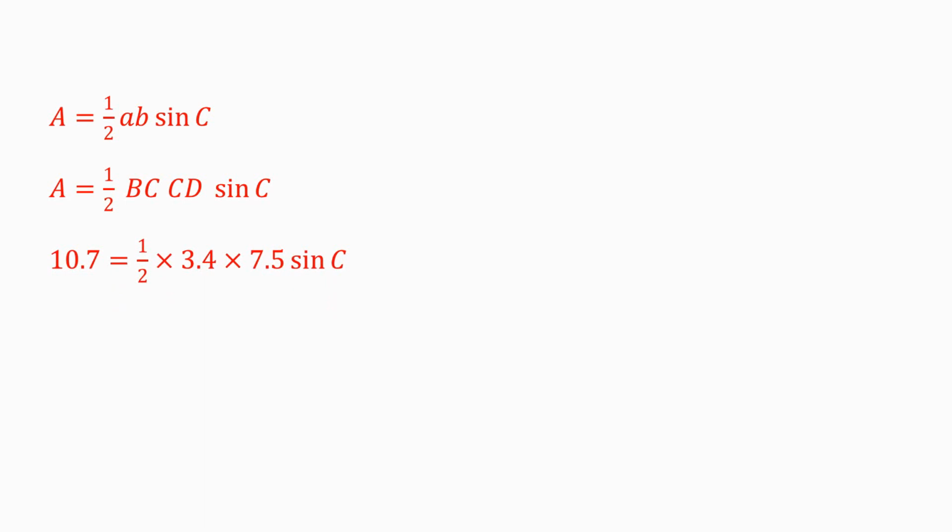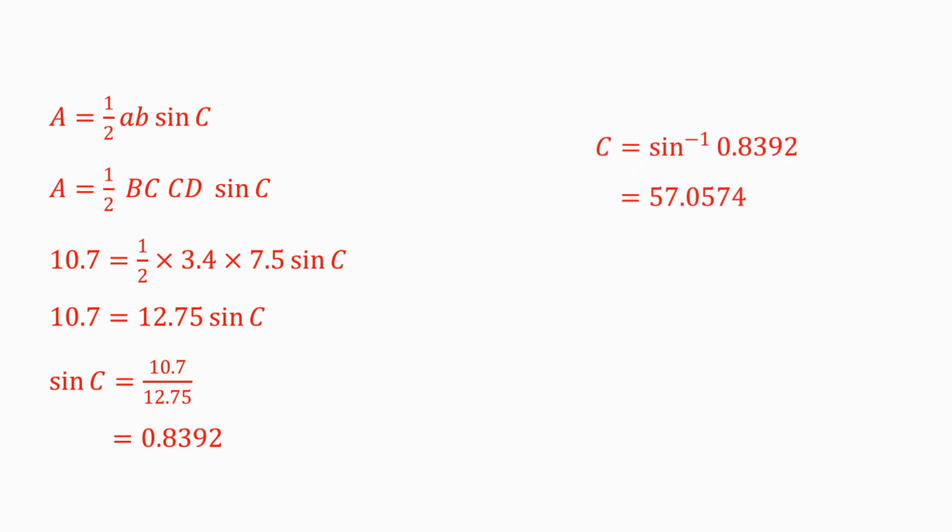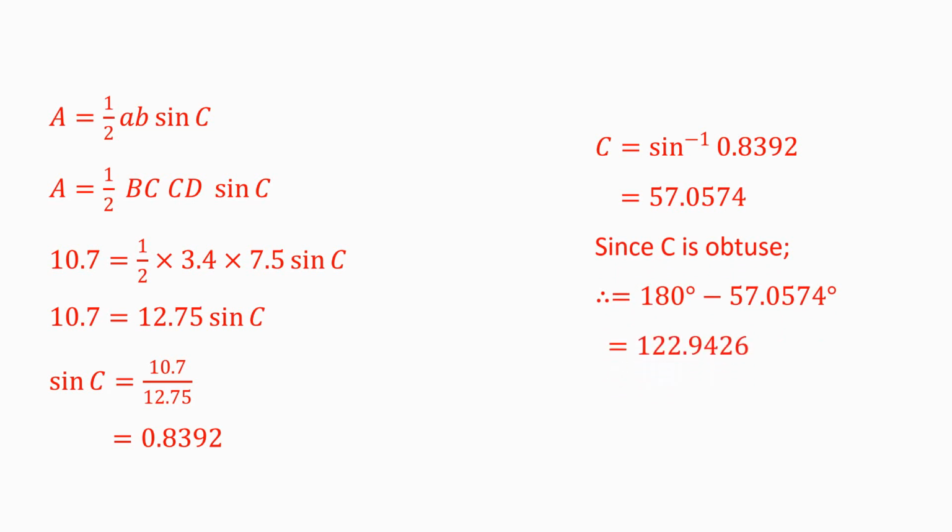We have 10.7 is equals to a half times 3.4 times 7.5 sine C. 10.7 is equals to 12.75 sine C. We divide both sides by 12.75 to remain with sine C, and that gives us 0.8392. And so to obtain C, we need to find the inverse sine of 0.8392. And if you use your calculator, you will obtain the value 57.0574. But remember, angle BCD is an obtuse angle. Therefore, we have to subtract the value we have obtained from 180 degrees. And so our angle C is 122.9426, but we have been asked to give our answer to one decimal place. Therefore, it will be 122.9 degrees.